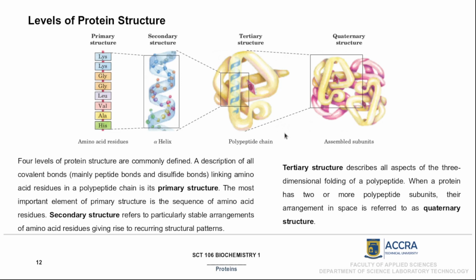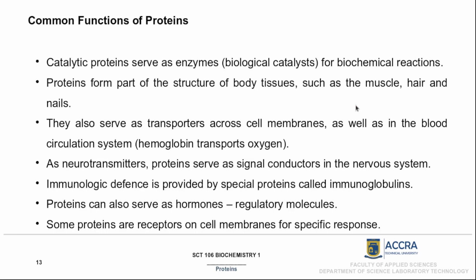And when a protein has 2 or more polypeptide subunits, so you have one polypeptide subunit of this nature, and you have a second one, and sometimes a third, their arrangement in space is referred to as the quaternary structure of proteins. Now let's close the curtain on proteins by looking at some common functions of proteins.